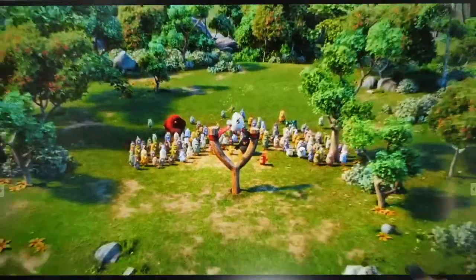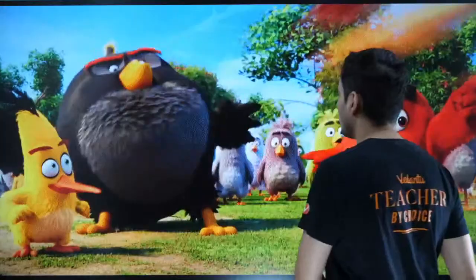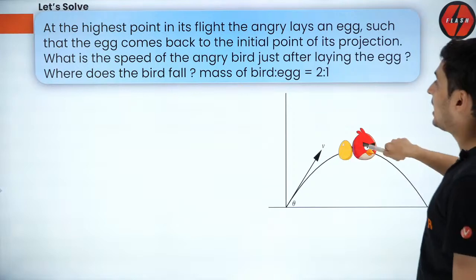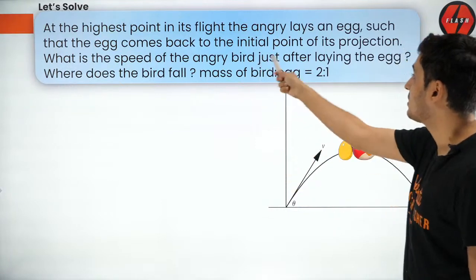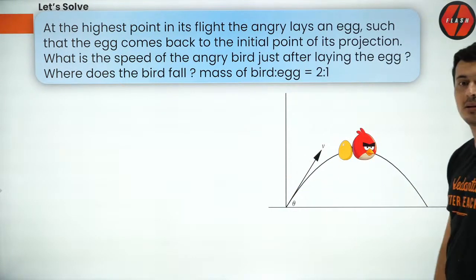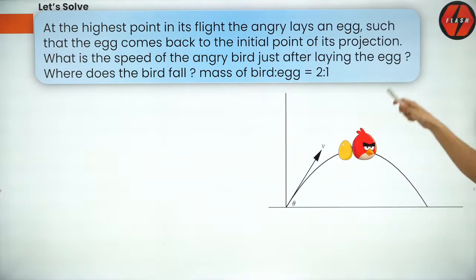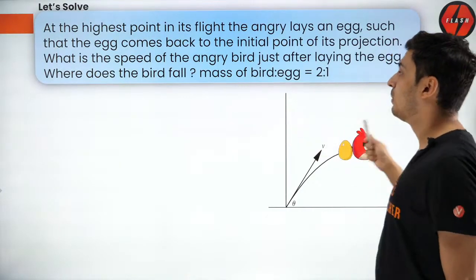Alright, in variables. So let's solve a question on Angry Birds. Yes, think of it like a slippery cart. How about an Angry Birds question, guys? Are you guys ready? Alright, let's do this. Here's the question. At the highest point of its flight, the angry bird lays an egg such that the egg comes back to the original point. What is the speed of the angry bird just after laying the egg, assuming that the masses are in the ratio of 2:1, and where do you think the bird will fall?